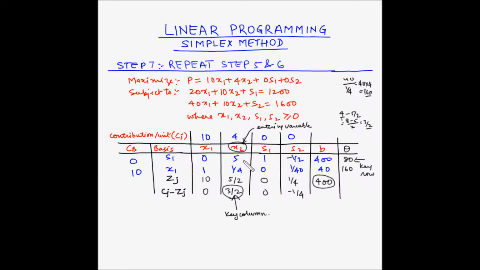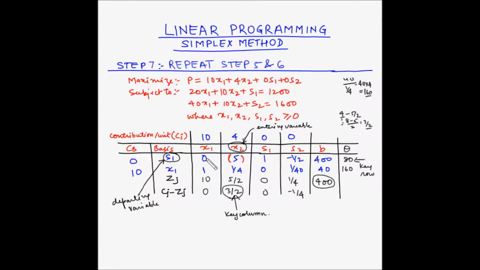So the key column represents the column of the variable which is going to be entering the solution, while the key row represents the row of the variable which is going to be departing the solution. So this value here, S1, is the departing variable. Now the element which lies at the intersection of the key column and key row is known as the key element.